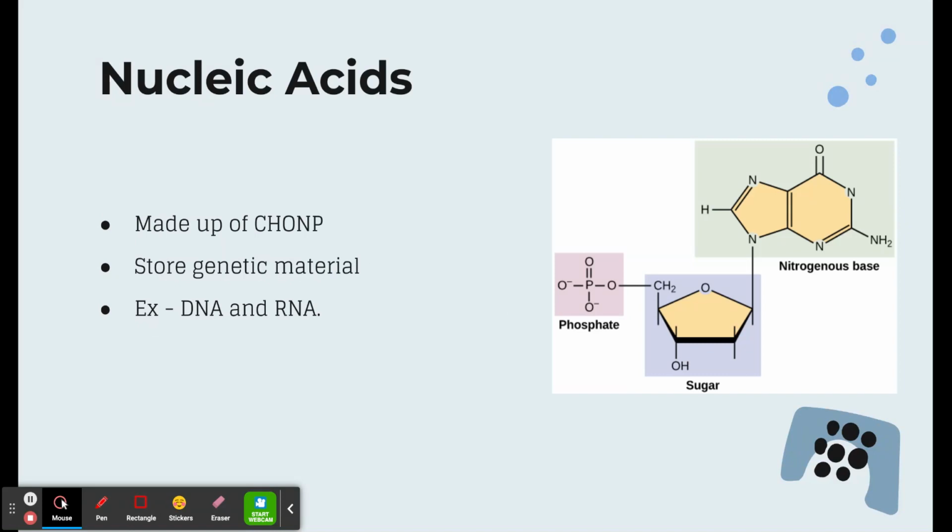The next macromolecule is nucleic acids, which are made up of carbon, hydrogen, nitrogen, and phosphorus. Each nucleotide contains a phosphate head, a sugar, which is either ribose or deoxyribose, and a nitrogen base, which could be adenine, thymine, cytosine, guanine, or uracil. The function of nucleic acids is to store genetic information in DNA and RNA.